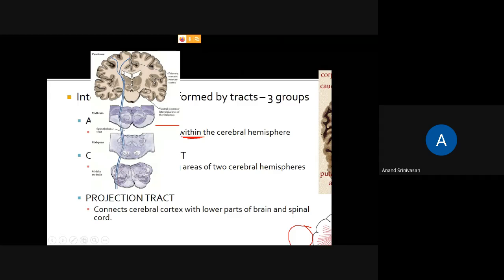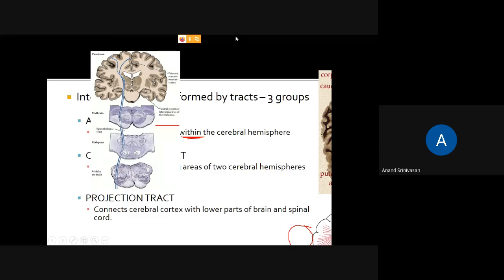This is called the cortico-spinal tract. From the cerebral cortex, it goes towards the spinal cord. That is a motor part. The motor impulses start from the cerebrum and then pass to the spinal cord, which is called the cortico-spinal tract. Any doubts?